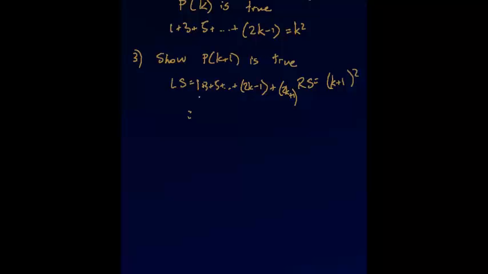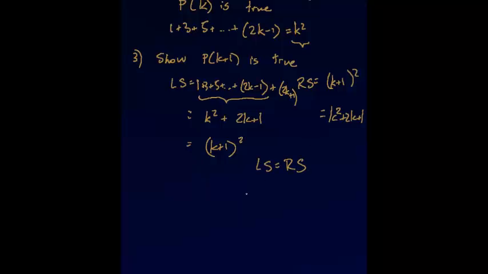And let's try simplifying the left side. 1 plus 3 plus 5 all the way to 2k minus 1, that's just k squared. So let's simplify that: k squared plus 2k plus 1, which we can factor to equal k plus 1 squared. Or let's say you forgot how to factor, what we could do is expand the right side, k plus 1 squared, which gives k squared plus 2k plus 1. So left side equals right side. In this, our induction is complete.